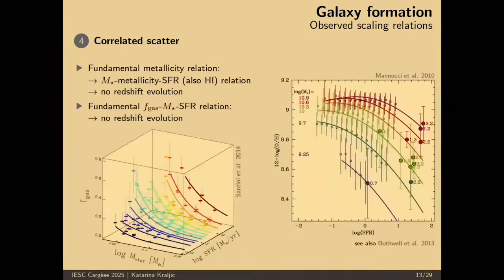Now, all these relations have an interesting property, which is their scatter. Obviously, there is some scatter, but this scatter is very often correlated with other physical processes. In the case of the mass-metallicity relation, there is what we call the fundamental metallicity relation, which is the relation between mass, metallicity, and star formation rate. The galaxies that are below the mass-metallicity relation, so at fixed stellar mass they have lower metallicity, have a higher star formation rate. A similar relation holds for HI gas, and that one is even tighter, so probably more fundamental.